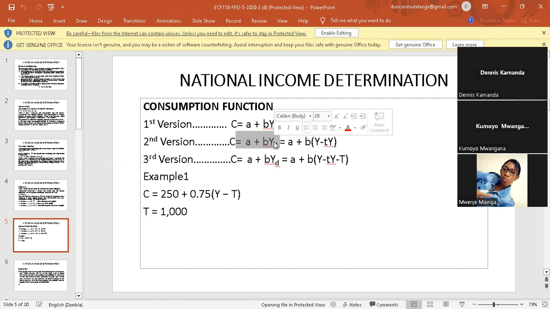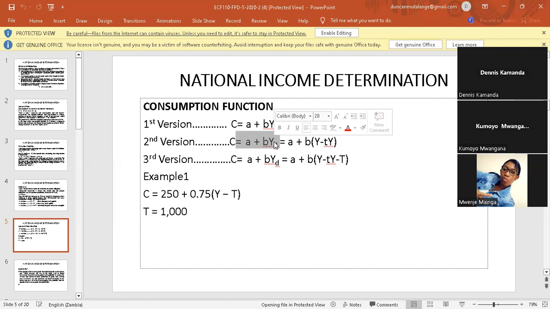So it means our consumption there will be 3,000 plus 0.4, which is the MPC, right? Then you open your brackets. Then now you put your YD. Your YD will be Y minus 0.4Y.